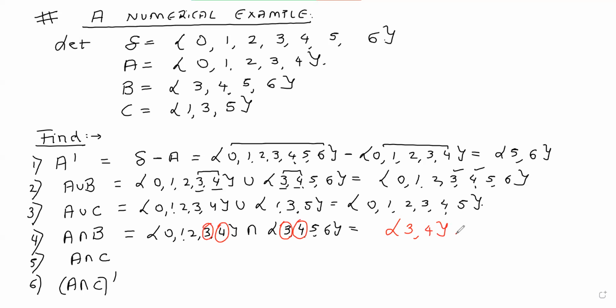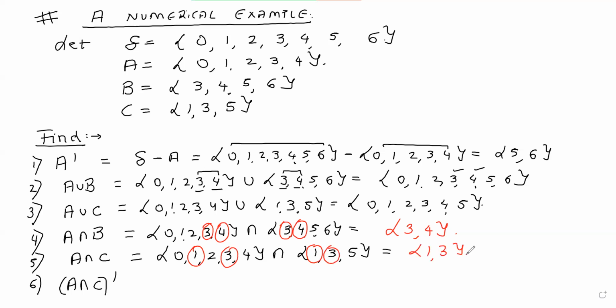Okay. What is A intersection C? Now A is 0, 1, 2, 3, 4 and C is 1, 3, 5. Now what are the elements which are common to both A and C? 1 is there in both, 3 is there in both. So my answer is 1, 3. This is A intersection C.